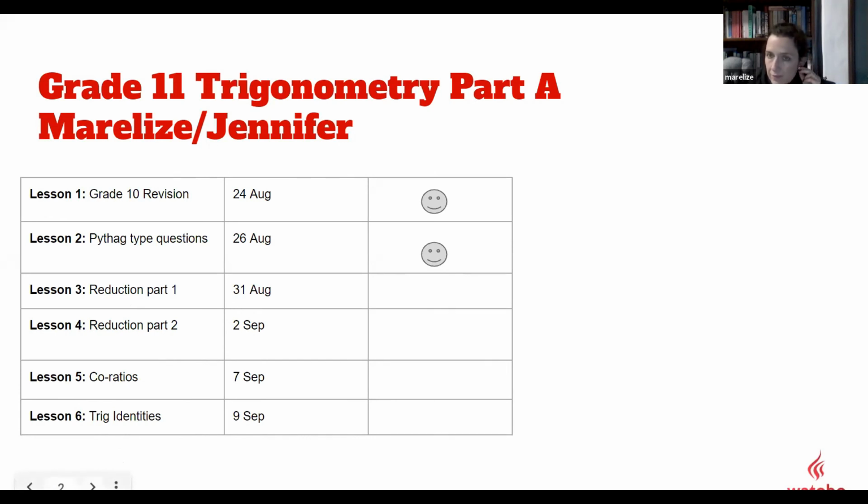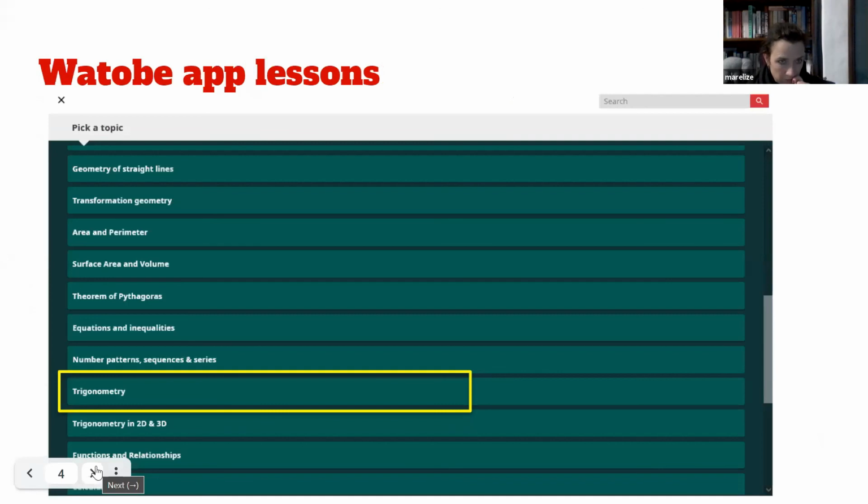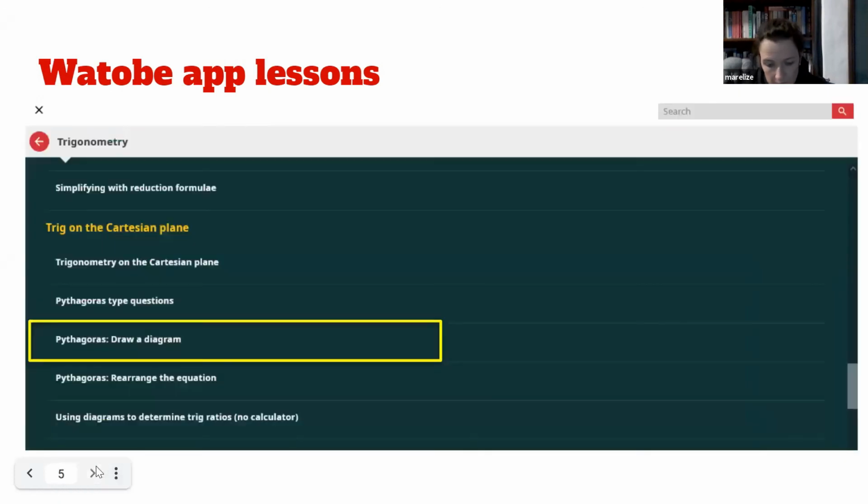So now for the homework, you're going to go under pick a topic. You're going to look for trigonometry. Once you click into there, you're going to look for trig on the Cartesian plane. And then you're going to go to Pythagoras, draw a diagram. So that is your homework for this week. I'm just going to leave it up so you guys can maybe write it down or take a picture.